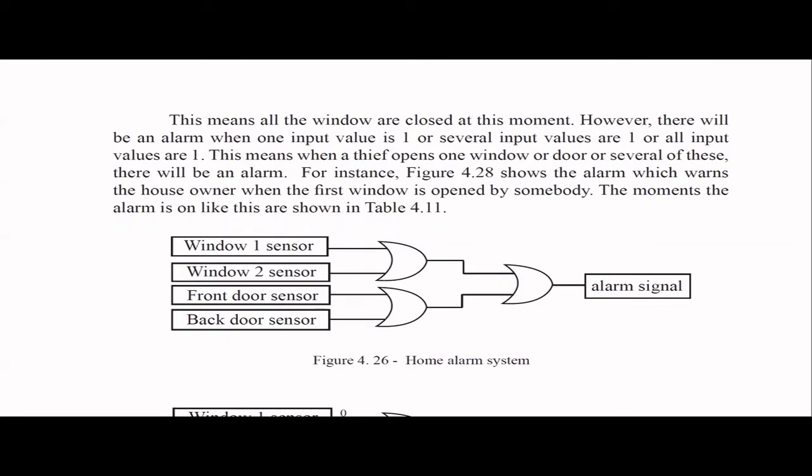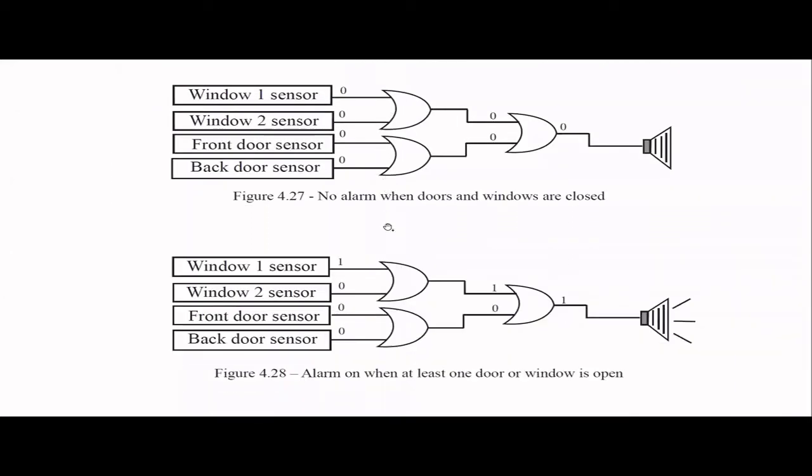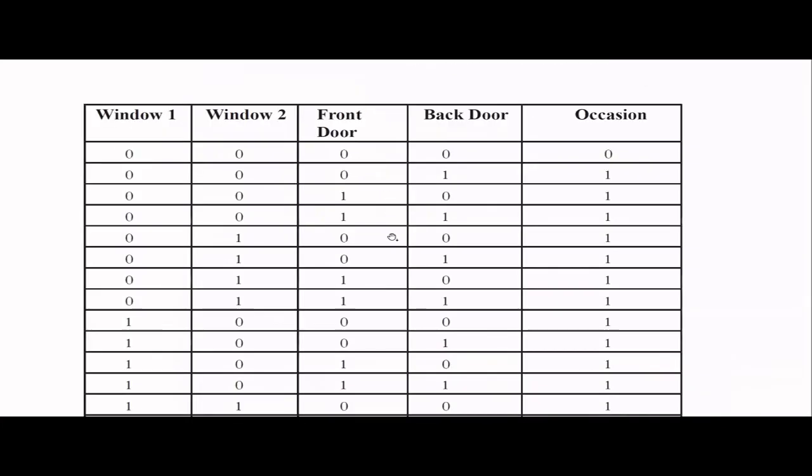Don't worry about the circuit. We'll directly go to the truth table because then it's very easy for you to understand. We'll come back and see how this circuit is drawn, because in this one they have done it the other way. Yeah, so this is the truth table.